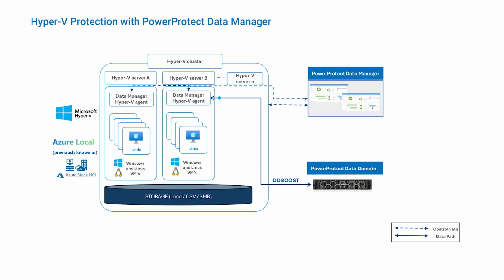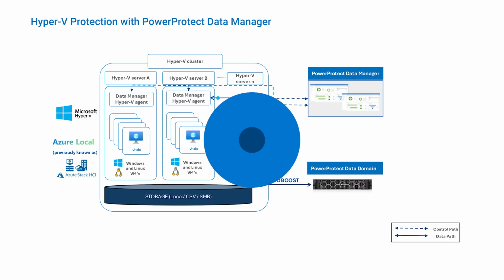Backup data is then transferred from the Hyper-V server to Data Domain using DD Boost, where the data is deduplicated and compressed, further reducing the storage utilization. From the backup copy in PowerProtect Data Domain, you can restore to a completely new VM in the Windows failover cluster or overwrite your original VM in case of disaster.